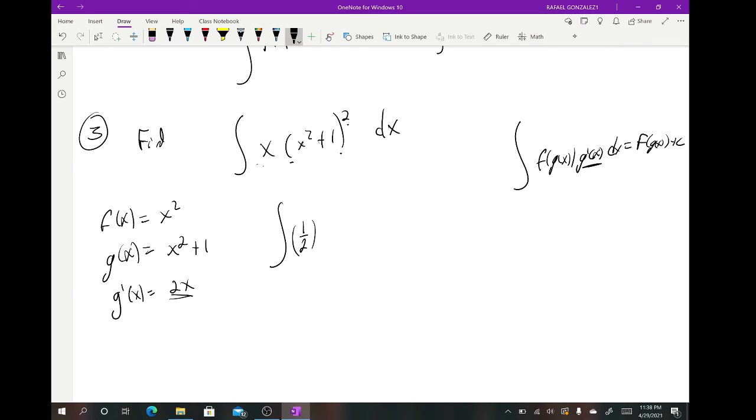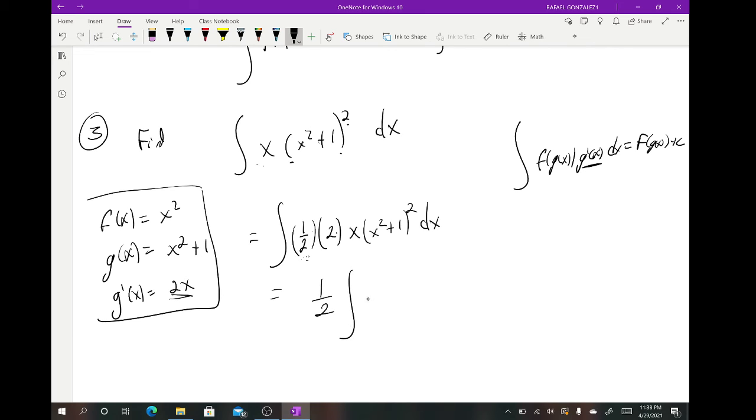I'm going to divide by 2. It's the same thing as multiplying by 1/2. I'm going to multiply by 2. Notice that 2 times a half is just 1, so I'm not changing the problem. It's just the same as multiplying by 1. X times x squared plus 1 squared dx. So these two integrals are equal. Now what I can do is, using the constant multiple rule, I'm going to factor out that 1/2. I'm going to take it to the outside. And now I have 2 times x, it's just 2x, times x squared plus 1 squared dx.